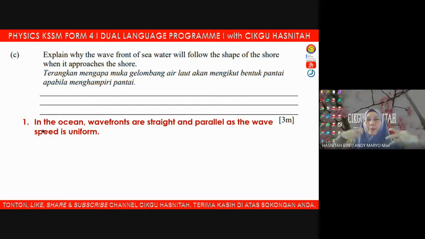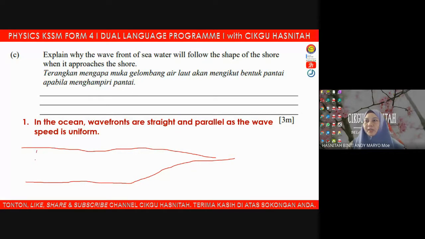So first, you can say in the ocean, so we begin. The water starts propagating from the deep sea. In the ocean, the wavefronts are straight and parallel as the wave speed is uniform. If you draw, this is how the seabed looks like. The ocean depth is more uniform, so the waves travel at a uniform speed, where the waves are straight and parallel. Then entering a shallow region, what happens, students?